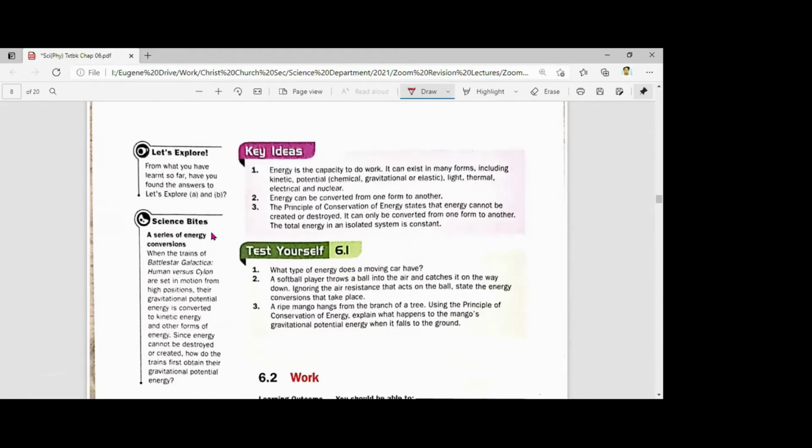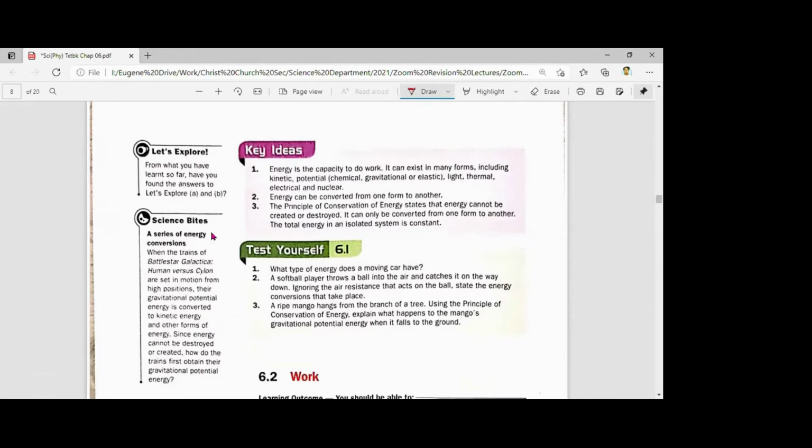So, key ideas for 6.1. We learned that energy is the capacity to do work. It has many forms, and energy can be converted from one form to another. And where do we see this? We see it in the principle of conservation of energy. So take note of this. That's what we have gone through in 6.1.